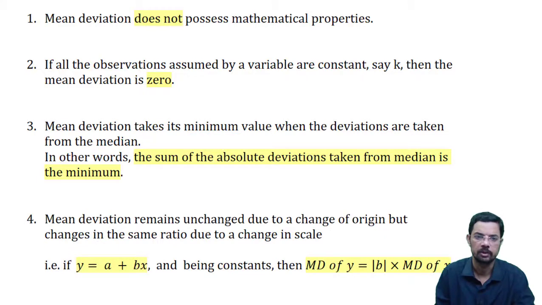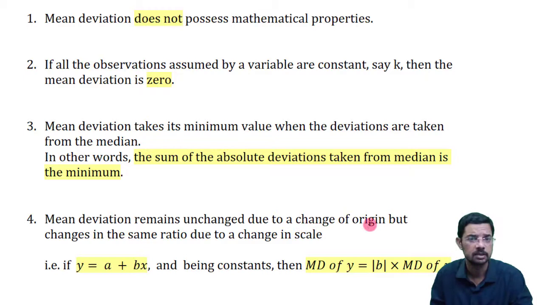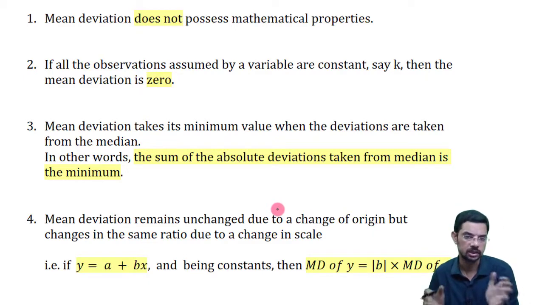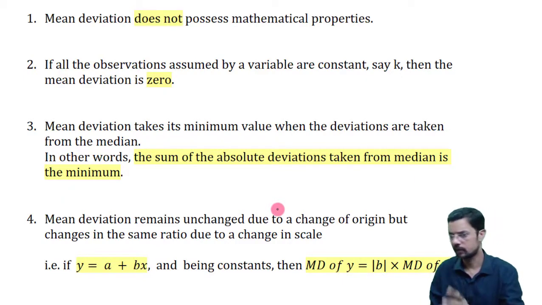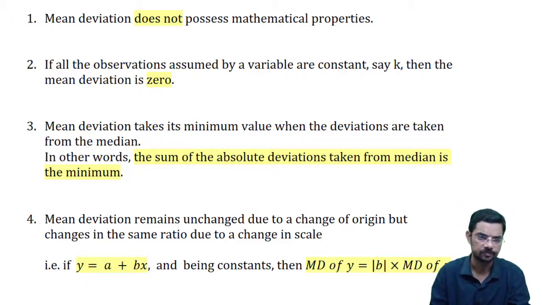Now, the fourth property says that the mean deviation remains unchanged due to the change of origin. It is not affected by change of origin, but it changes in the same ratio due to the change in scale, similar to range. If you multiply each observation by some number, then the mean deviation also gets multiplied by the absolute value of that number. Let us understand this.